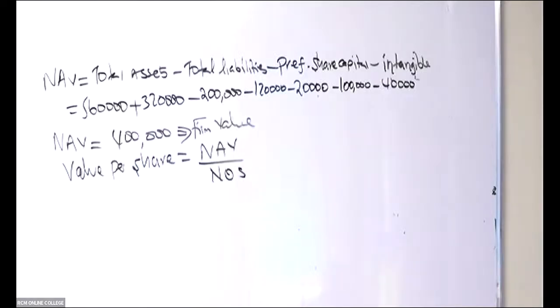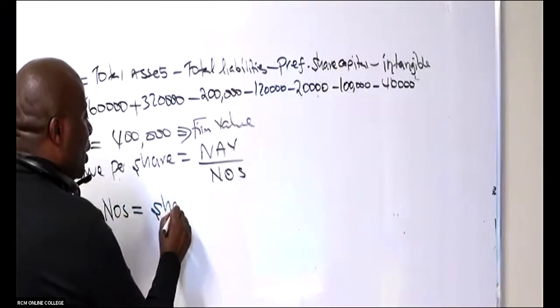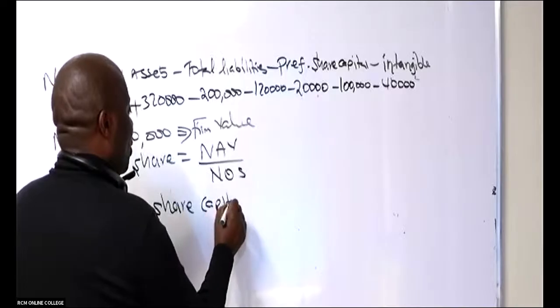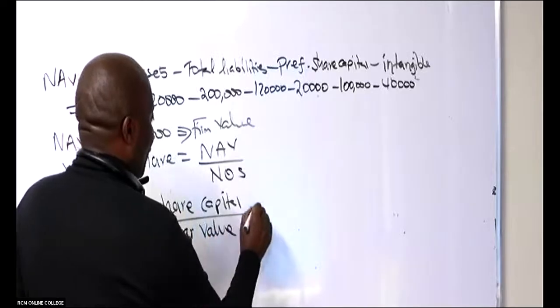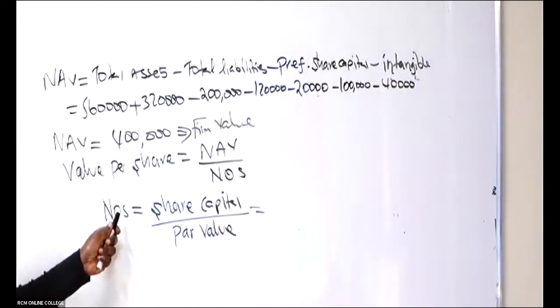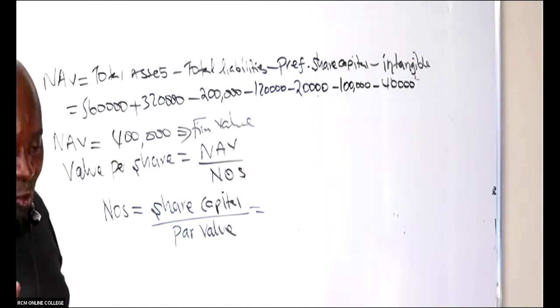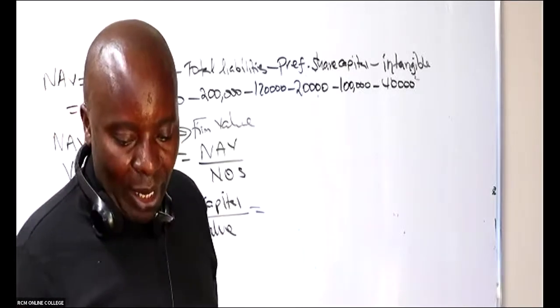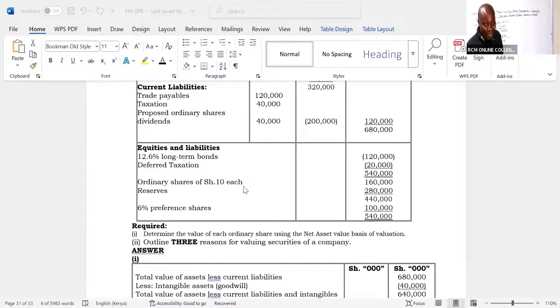And to get the number of ordinary shares from the balance sheet, we normally take the share capital and divide this by the par value. Whenever you want to get the number of ordinary shares, you take the share capital provided and divide this by the par value. If you look at the balance sheet we are given, it has ordinary shares of 10 each. The 10 is the par value.